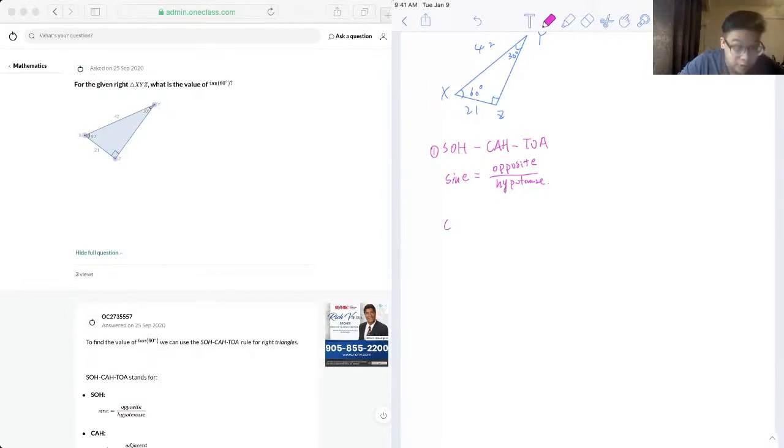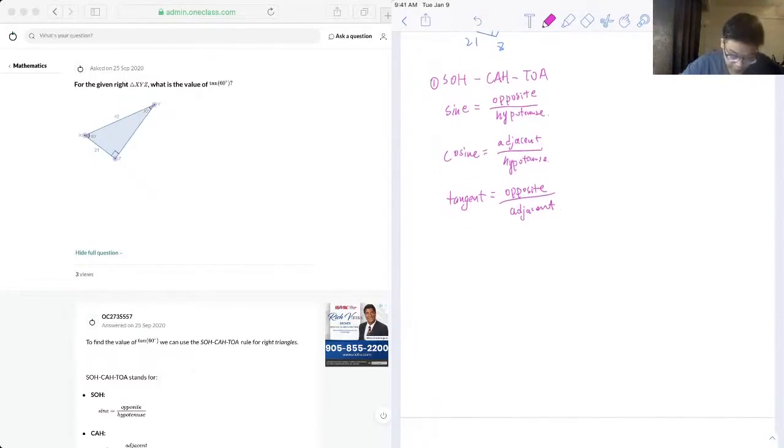And for cosine, it will be the adjacent over hypotenuse. And that's where the CAH comes from. And for our last one, tangent, we have opposite over adjacent.